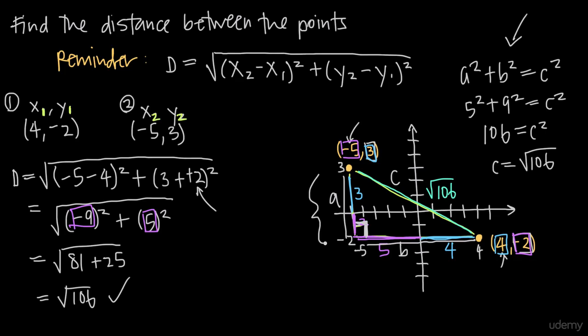You just have to find out what the length of A is, what the length of B is, and then plug those into your Pythagorean theorem and solve for C, and you'll be able to find the distance between the points that way also. So that's how you use the distance formula to find the distance between two coordinate points.